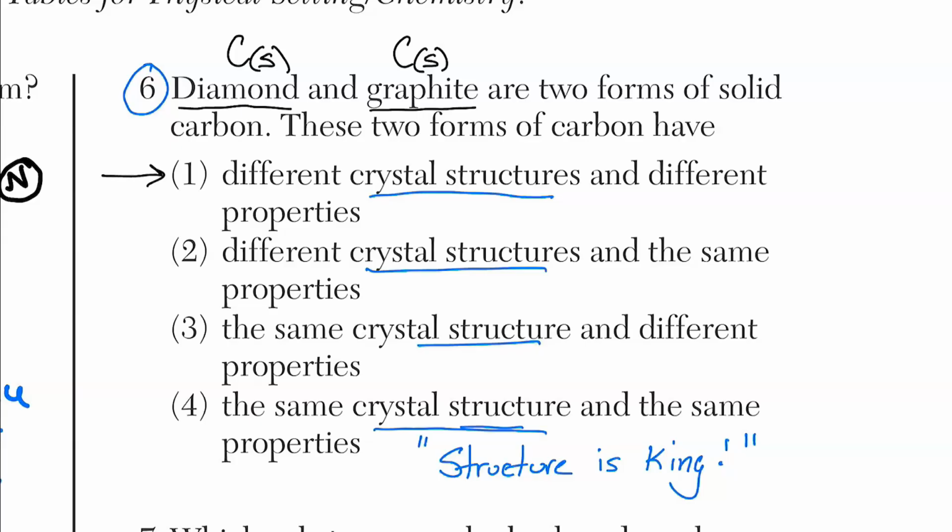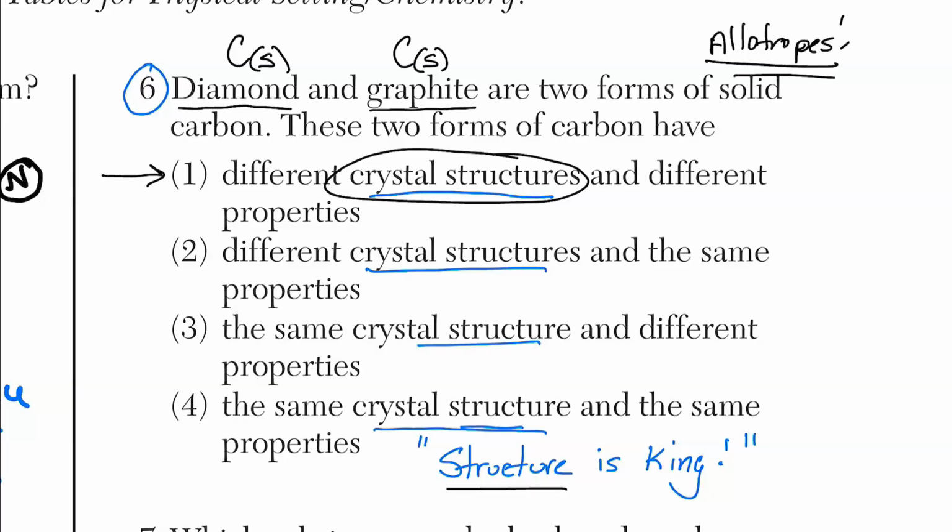Structure is king. So if you change that physical crystalline structure, you will change the properties. Like I said, diamond and graphite are exactly the same atoms bonded to each other, but they bond in a different arrangement, which gives them a different set of properties. So these are called allotropes. But nonetheless, this is a classic question that comes up a lot. Structure is king. Change the structure, change the properties.